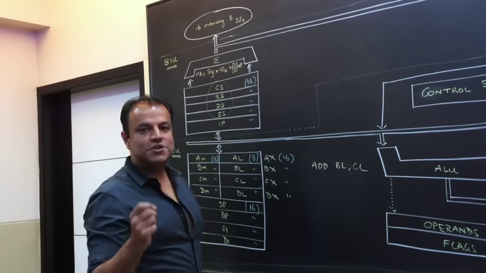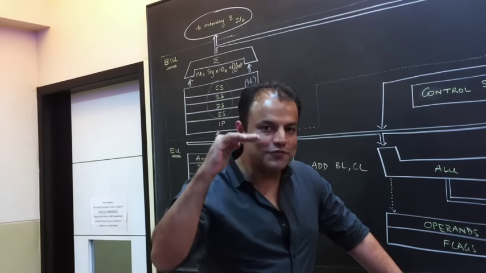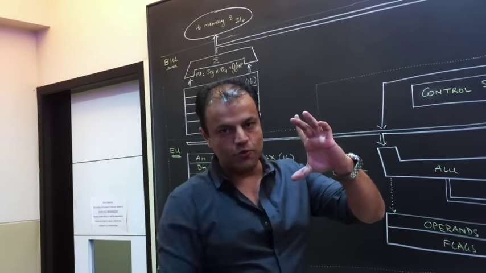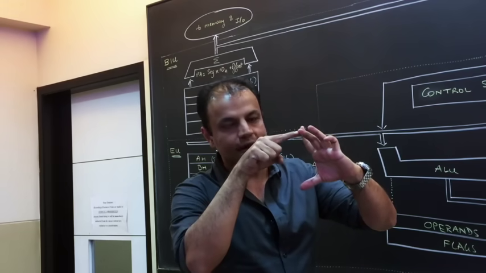IP stands for instruction pointer. It contains the offset address within the segment. So this is your code segment. Okay, come on, look here. This is your code segment. CS gives its starting address. You've done that. You've given the address.